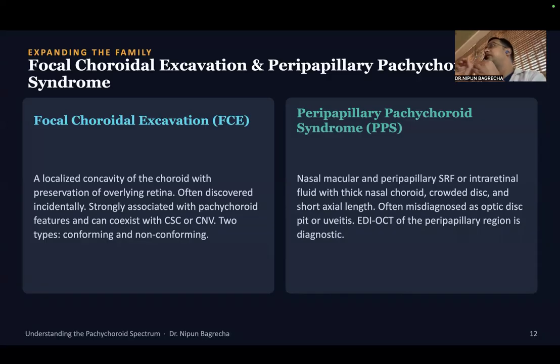So what we do is we do a raster OCT scan adjacent to the disc to see the amount of the fluid, the amount of the CME, how much is the fluid. We should treat those patients as well so that it does not progress further to the macula, and the mainstay of management is the anti-VEGF. So these entities are also being described.